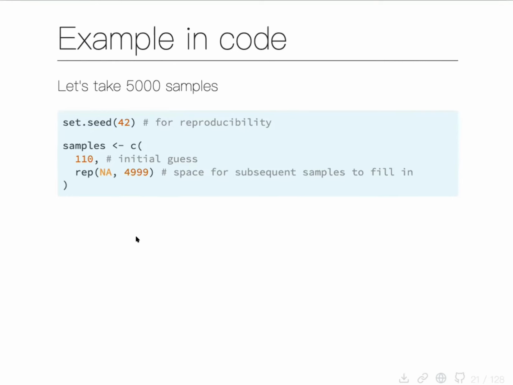Then I'm going to create a vector for my samples. I'm going to say 110 as the first part of that, and then I'm just going to repeat NA, so just missing data, for the rest of it. We're going to do 5,000 samples, so rep NA 4,999 times, and then the first sample is 110.